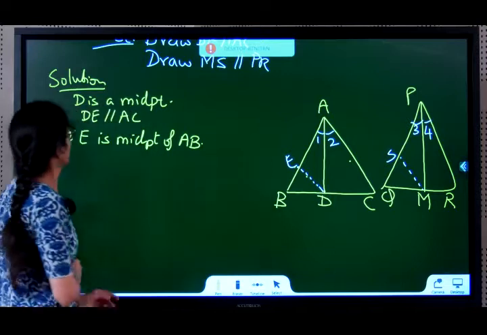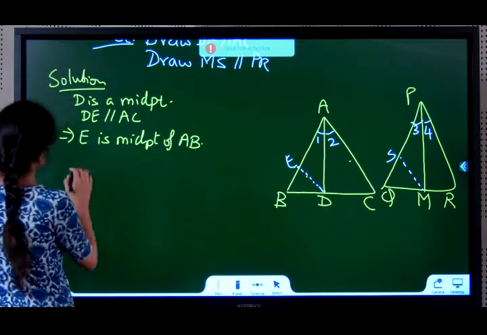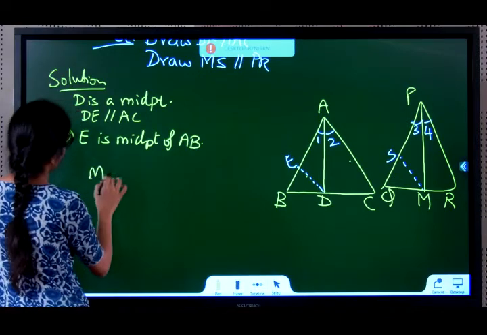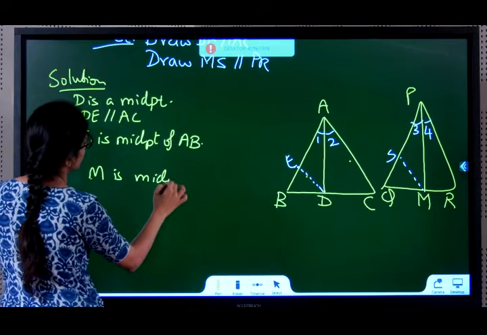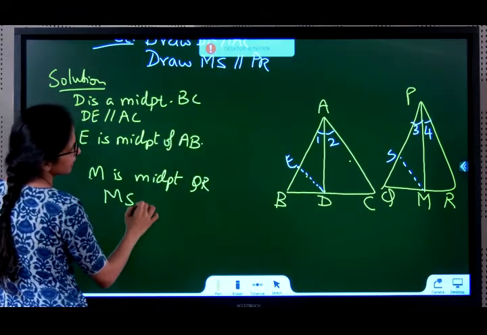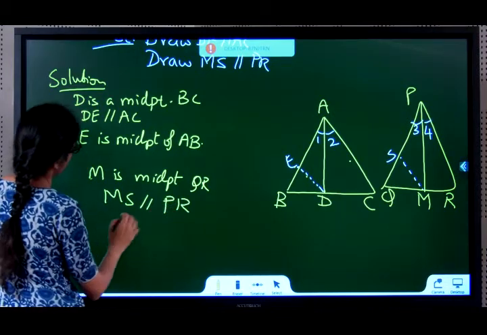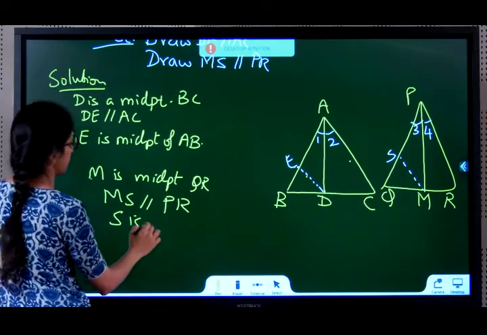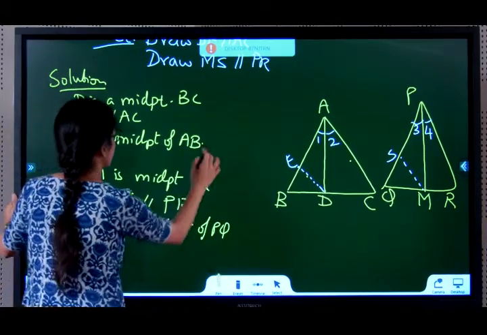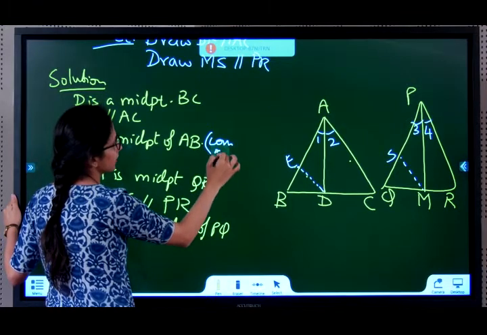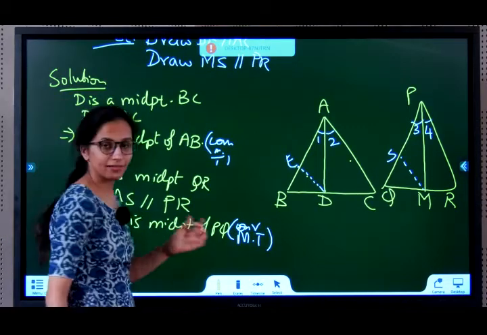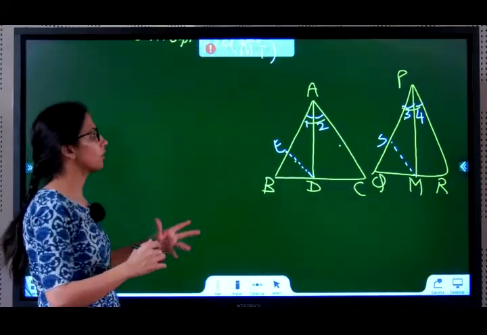So, okay, E is the midpoint of AB. Similarly, that side you can say M is midpoint of QR. Here this is of BC. Then MS is parallel to PR. So I can say S is midpoint of PQ. Reason for this, converse midpoint theorem. Here also converse midpoint theorem. Please write it. So what do we do with all that we just got?